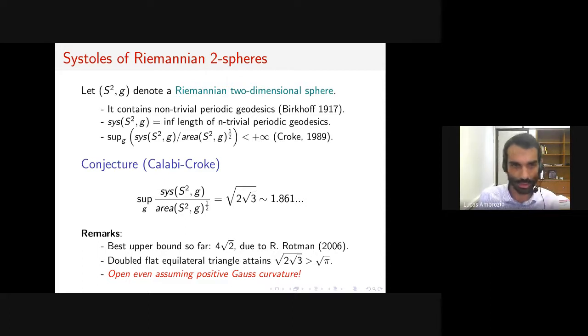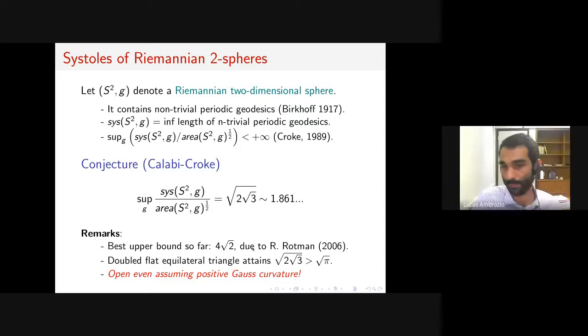So if you compute the system of a sequence of convex shapes converging to this, you see this quotient, system divided by square root of area, converging to this number, square root of 2 times square root of 3. And this number is interesting because it is strictly bigger than the square root of pi, which is the number that you get when you compute the system divided by the square root of the area for the canonical metric. So this is a maximization problem in geometry where the maximizing shape is definitely not the round, most perfect sphere. This is a different shape. This is the nature of the problem. So the maximizing shape will not be the round sphere.